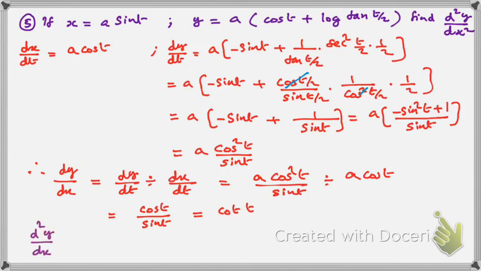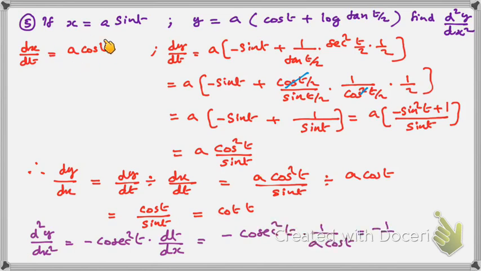So what's your d square y by dx square going to be? The derivative of cot t is minus cosec square t into dt by dx. And what is dt by dx? dt by dx is the reciprocal of dx by dt. So that's 1 by a cos t, which is your answer. Of course, this minus I place in front, and 1 by cos t can be put as sec t. Cosec square t stays the same. Or you could put everything in the denominator in terms of sin and cos.